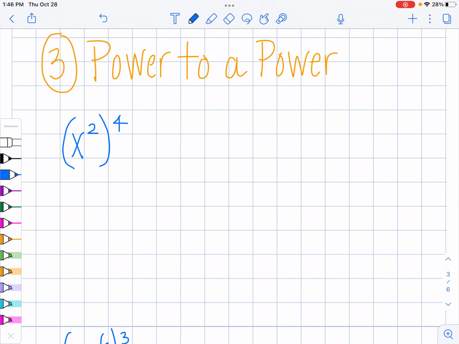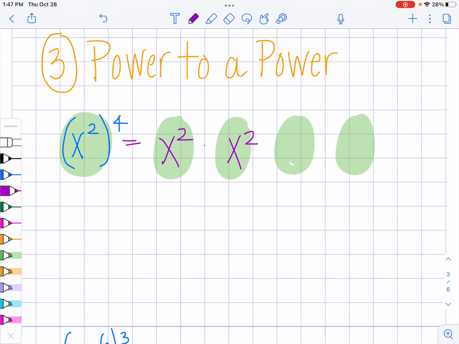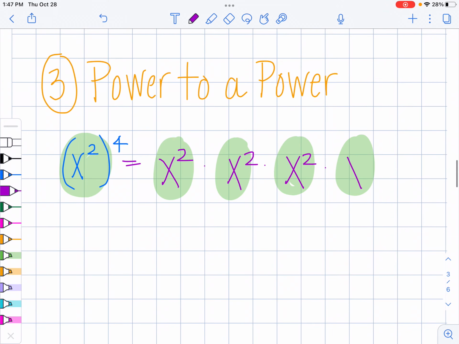All right, next. The next rule is called power to a power. So I'm taking my power and I'm raising it to another power. Remember, if I just think of this as a group, this group raised to the 4th power means 4 of these groups, 1, 2, 3, 4, all multiplied together. So this is the same as x squared times x squared times x squared times x squared. And remember, what does x squared mean? Well, it means x multiplied by itself 2 times.